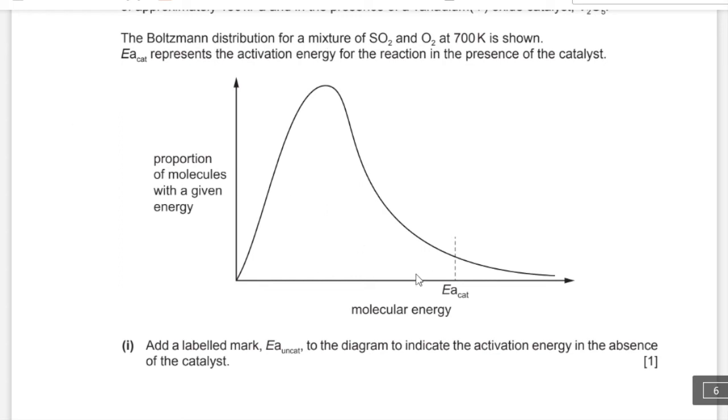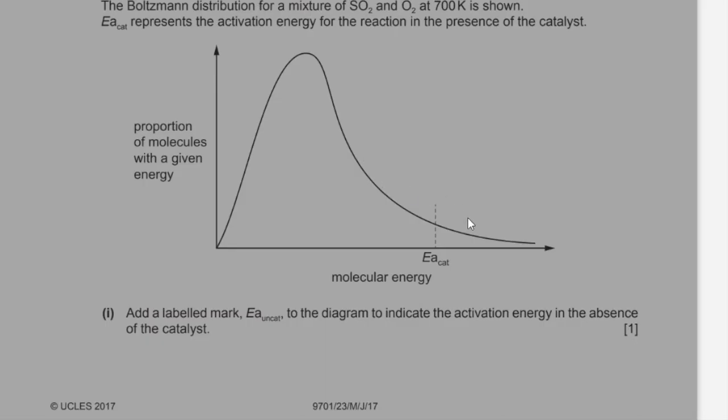So here's the diagram. Add a labeled EA uncatalyzed to the diagram to indicate the activation energy in the absence of the catalyst. Alright, so an uncatalyzed reaction would have a higher activation energy, and that would mean it would be ahead of the EA catalyzed reaction. So I'll mark that somewhere over here, because the value of energy is supposed to be greater. It would move ahead of the activation energy of the catalyzed reaction.